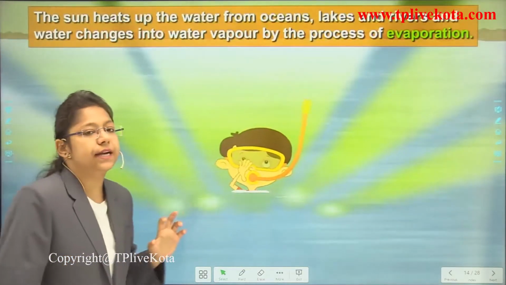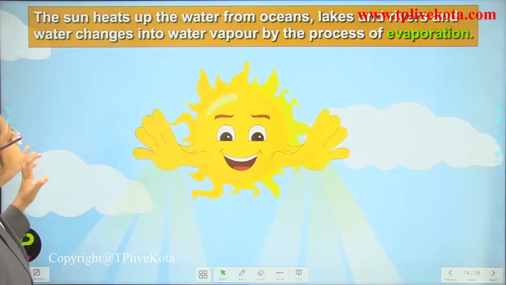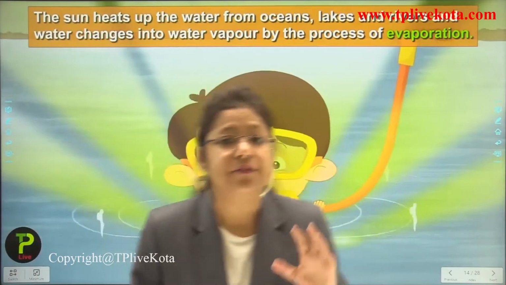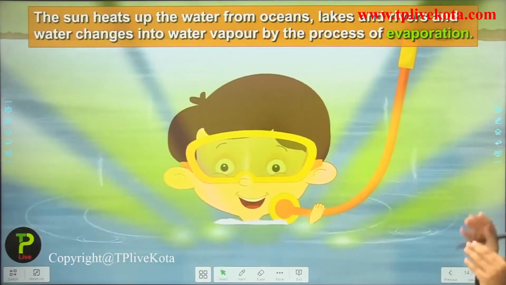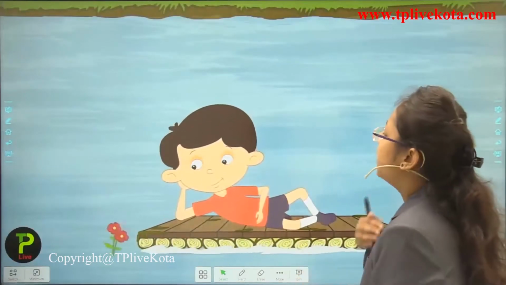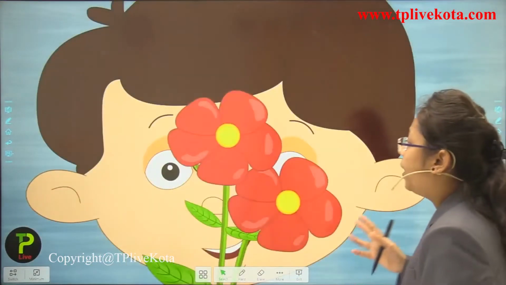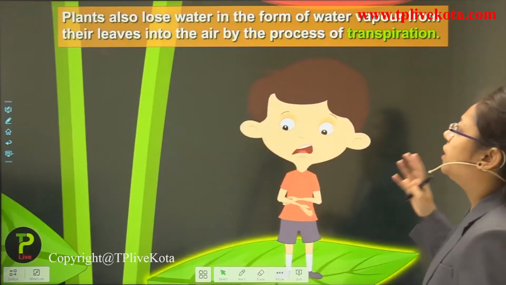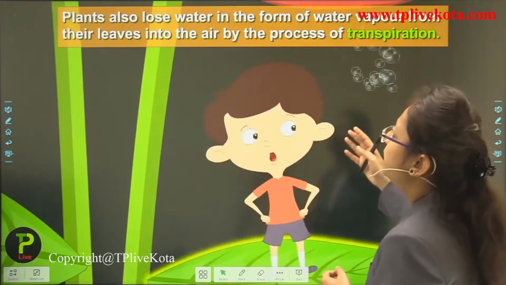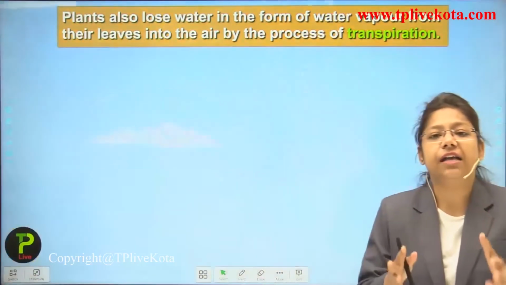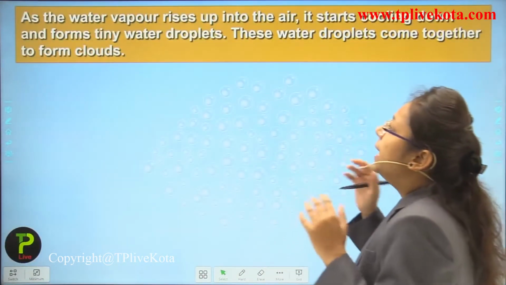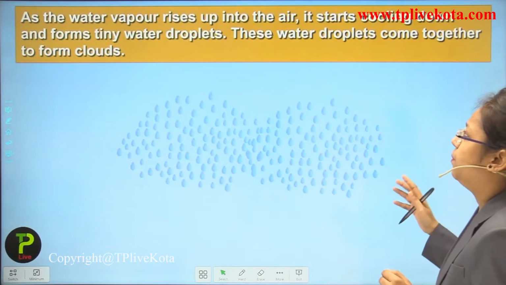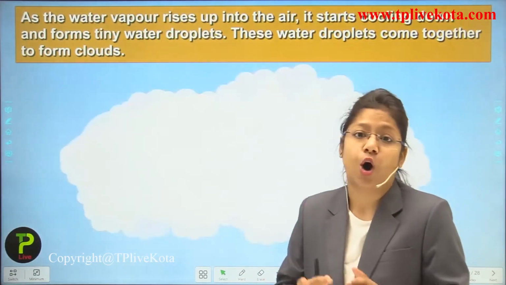Now, we are going to understand about the water cycle. The first step. The sun heats up the water from ocean, lakes and rivers, and water changes into water vapor by the process of evaporation. Okay, now this process is known as what? Evaporation. Now, in the second step, the plants are doing the transpiration process. Now, plants also lose water in the form of water vapor from their leaves into the air by the process of transpiration.